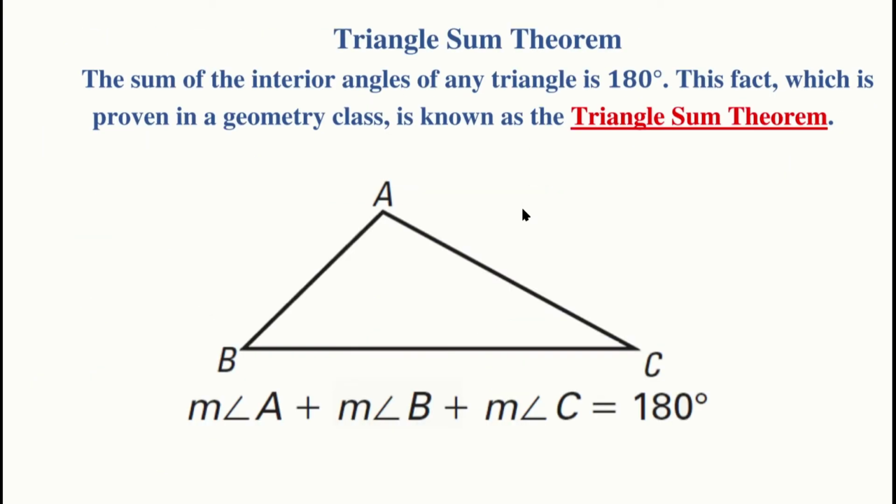All right, next we want to revisit Triangle Sum Theorem, which basically says that the sum of the interior angles of any triangle is going to be 180 degrees. Again, this is a fact that's proven in a geometry class, but we will be utilizing it, so we need to know it. And notice that because there's no extension here of these sides, there's no ambiguity. We can just go ahead and call that angle A, call that angle B, and call that angle C. But we know the sum of their measures will be 180 degrees, regardless of what the triangle looks like.